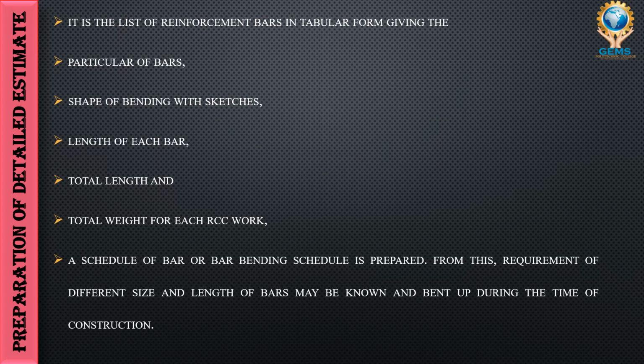So we will get particulars of the bars, then shape of bending, then shapes of a bar. Then length of each bar, then total length, then the total weight for each RCC work. These are things we have seen in the previous slide, right? Using the table we can have these details. Then a bar bending schedule is prepared. From this, the requirement of different sizes and lengths of bars may be known and bent during the period of construction. So using this we can get the requirement of different sizes and lengths of the bars. We will know about it.